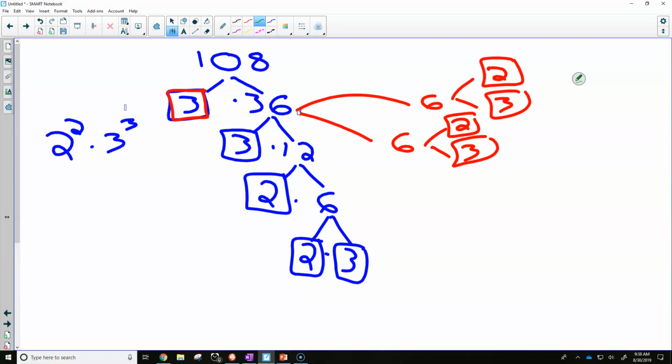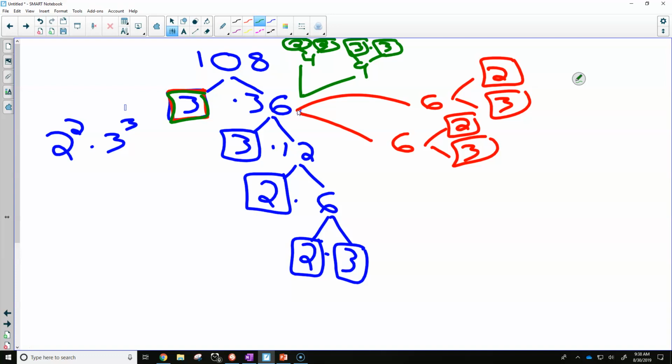You can also have done 4 times 9. I'm going to go upwards. We could have said 4 times 9. And then that would have become 2 times 2 and 3 times 3. And we'd still have our 3, 3, 3, 2, 2, 2. You can break the 12 up to 4 and 3.